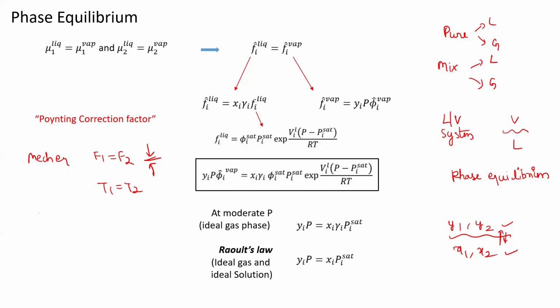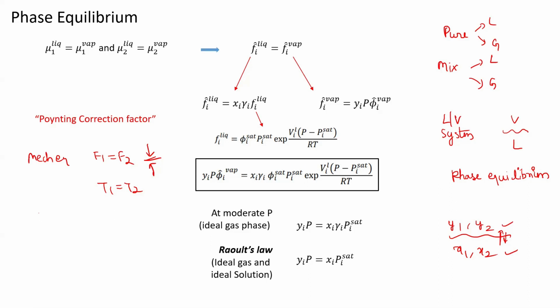Now, this Fi liquid can be expressed as phi i sat Pi sat into the Poynting factor. This we discussed in the last week's session. On substituting all these things, we get yi P phi i vapor equals Xi gamma i phi i sat Pi sat into the exponential term. Here phi i sat and Pi sat are found at the given temperature.